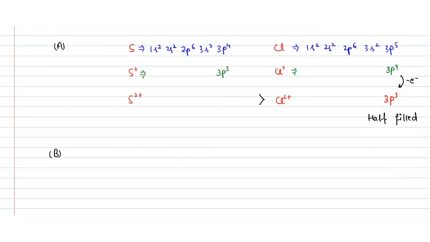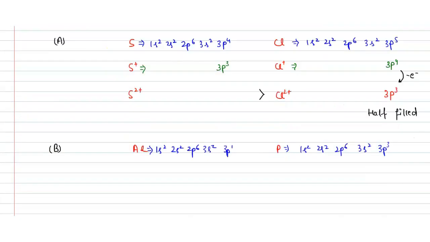The B option is a comparison between aluminium and phosphorus. Here we write aluminium and here we write phosphorus, and first we write the electronic configuration of both elements. For aluminium it is 1s2, 2s2, 2p6, 3s2, 3p1. And phosphorus has 1s2, 2s2, 2p6, 3s2, and 3p3.